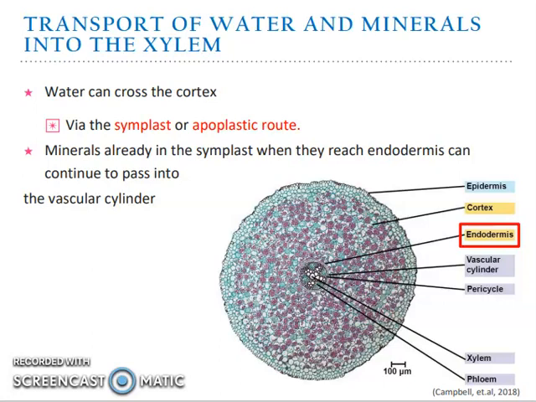In this second video, I will continue our lecture class to discuss transportation of water and mineral into xylem in plant root tissue. Okay, continue the topic on transportation of water and mineral into the xylem. For water and mineral to pass into the root hair cell, they must pass through the root cortex, first via symplastic or apoplastic routes. Later on, minerals already in the symplast, when they reach the endodermis, can continue to pass into the vascular cylinder.